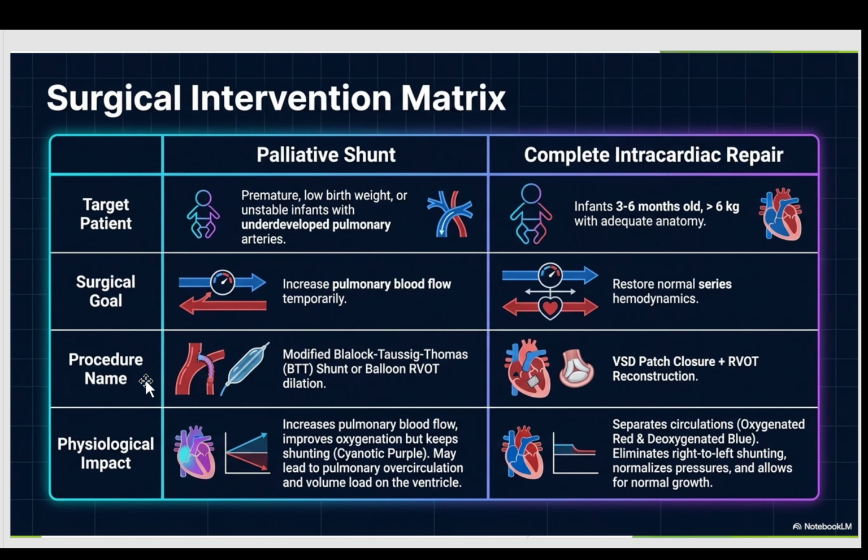So this results in increased pulmonary blood flow, improves the oxygenation, but shunting still keeps on taking place, and this slightly relieves the hypoxia of the patient. The ultimate answer is the complete intracardiac repair, which takes place in an older, bigger child, and results in normal hemodynamics ultimately. So naturally, it consists of right ventricular outflow tract reconstruction along with VSD repair. So it restores the circulation to the normal pattern.